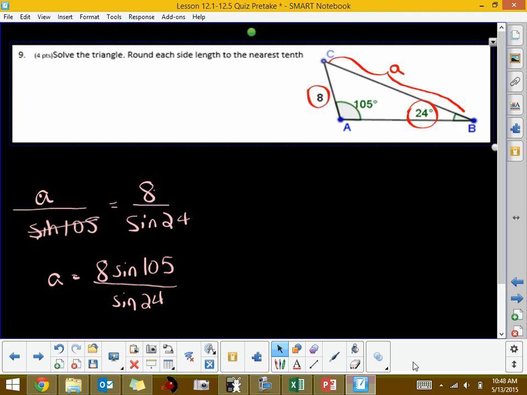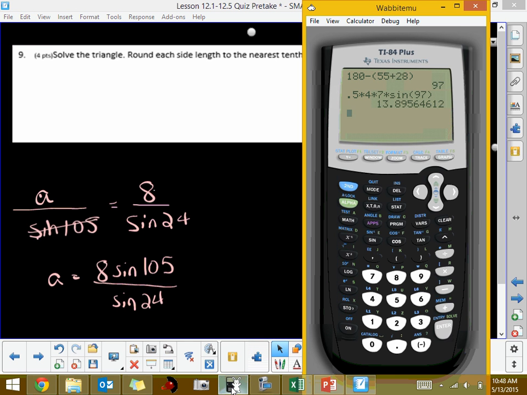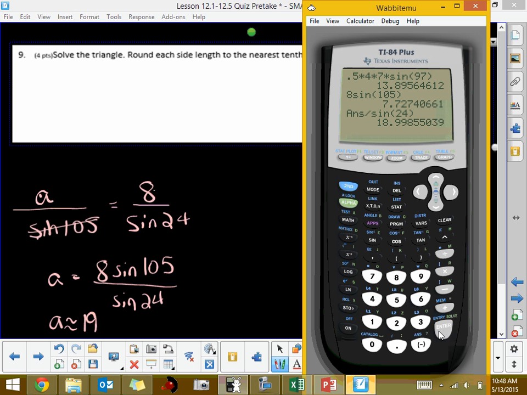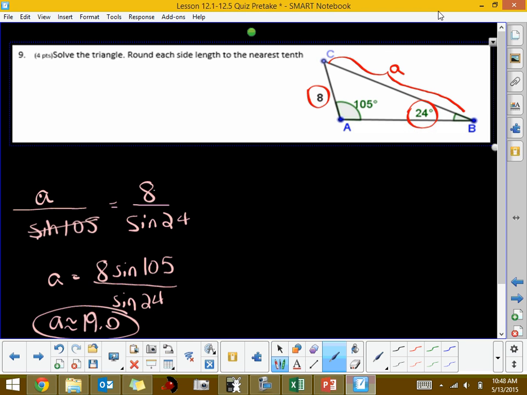Okay, so we'll run that calculation, and we will round to the nearest tenth. I'm going to take 8 times the sine of 105, and then divide that answer by the sine of 24. Equals 18.998, which rounds to approximately 19.0. So now I know the length of side a is 19.0. I'm going to go back and put it in my diagram so I remember I have that value. That is 19.0.